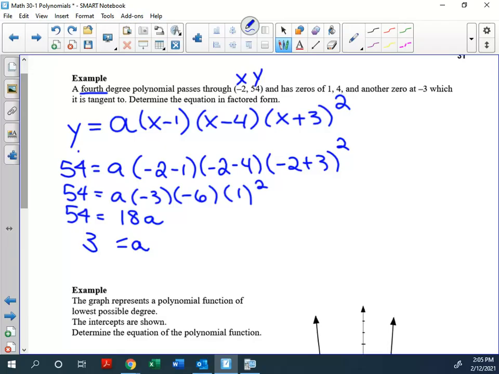I solve algebraically and get an a value of 3. It's just running numbers after a certain point. I write my equation in factored form, and would definitely plug that into my calculator and check my points. Make sure it all looks correct. But there's not much to this.